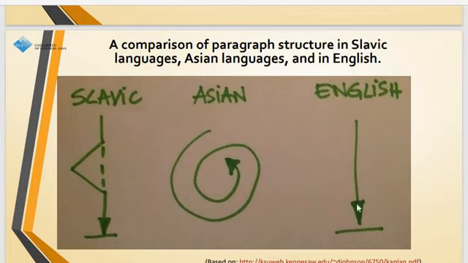This is the English structure, this is the Asian structure, and this is Slavic structure.